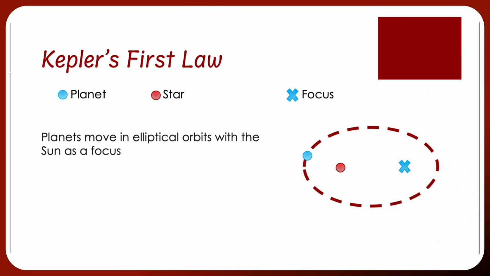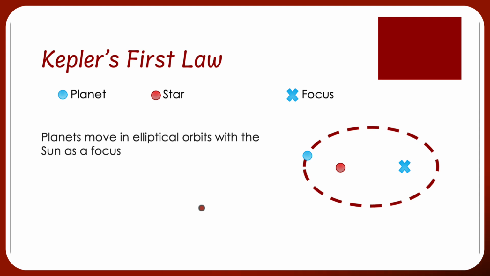So let's start with Kepler's first law. His first law says planets move in elliptical orbits with the sun as the focus. And so whether it be our sun, and this is our Earth, or any star that has a planet circling around it, the sun will be here at one of the two foci. Obviously not at both, but it could be at either one.